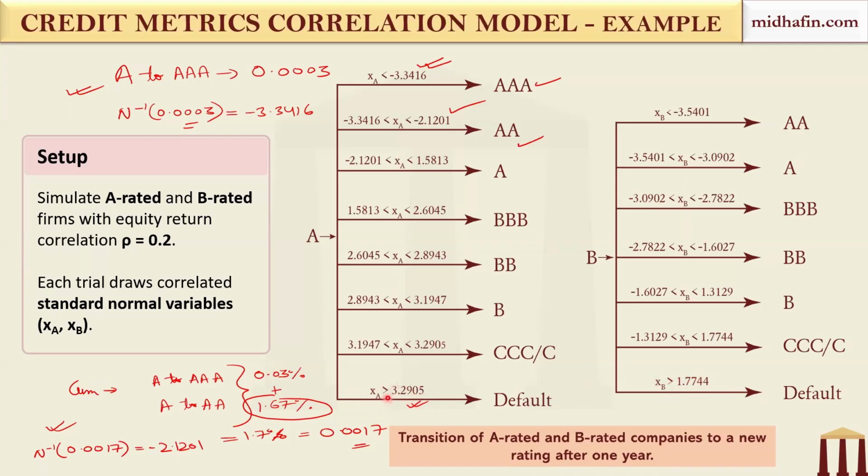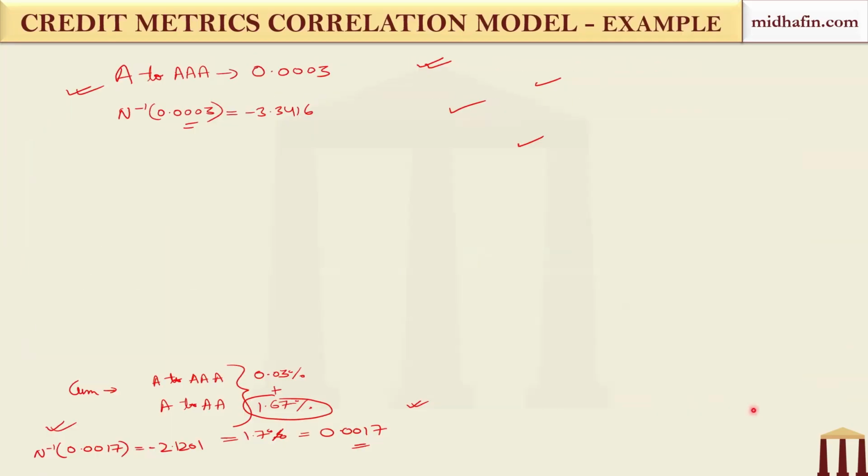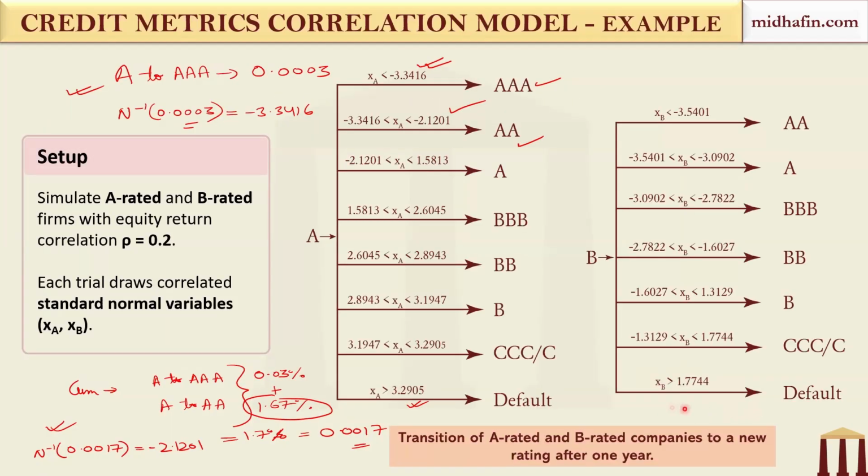Okay, if you draw from a standard normal distribution, and even if you transform after that, drawing from a standard normal distribution and getting this has a very low chance, of only 0.0005, but this has a higher chance, if you see the B-rated firm, of approximately 3.81%. Okay, so this is the idea that CreditMetrics uses.